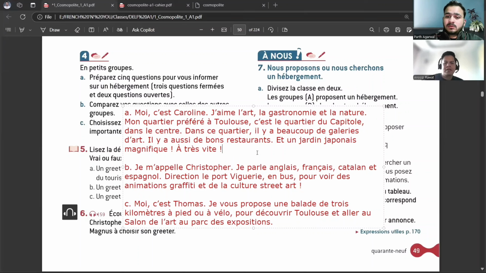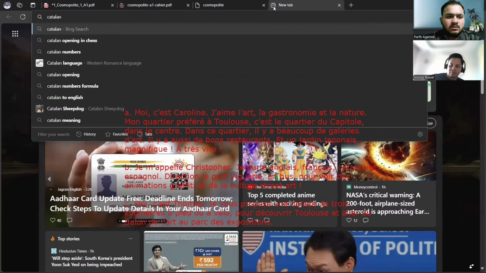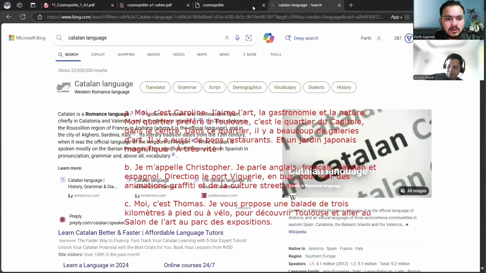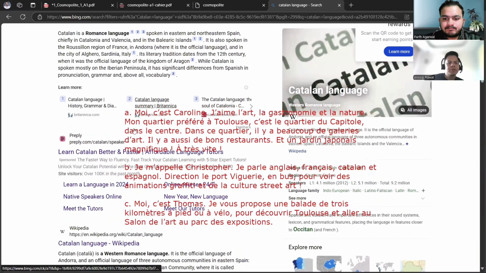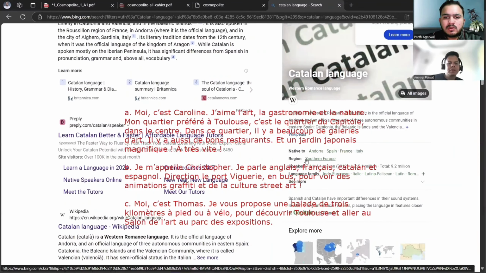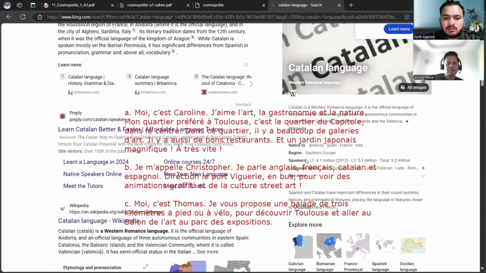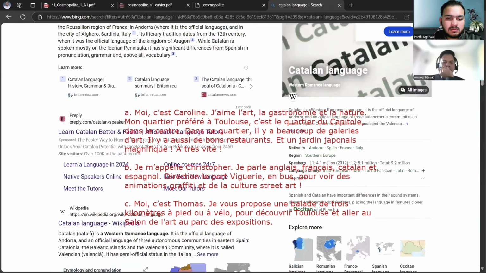Catalan. That is also a language. Catalan is a language, but I don't know which particular country speaks it. Let's check. It's a Western Romance language, mostly spoken in Southern Europe, in some areas of Spain.